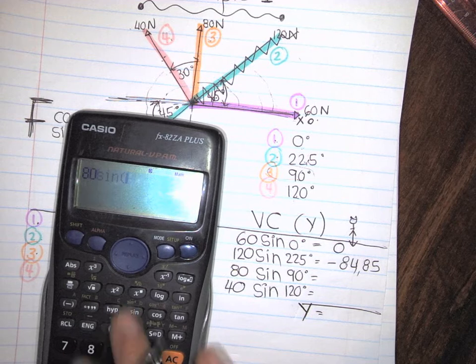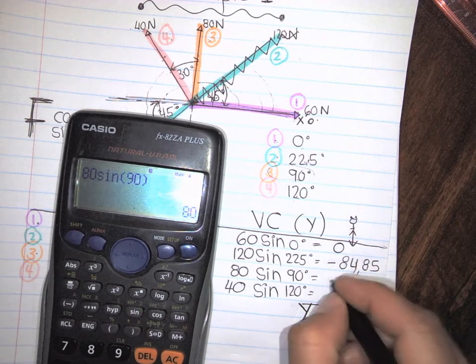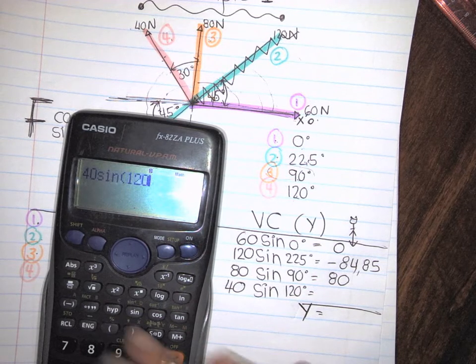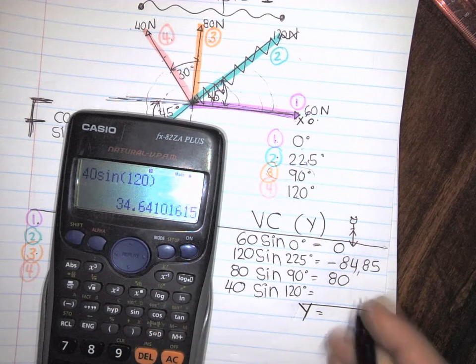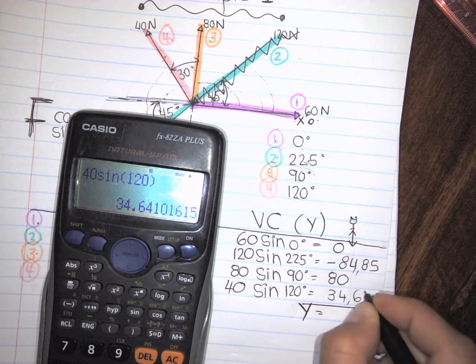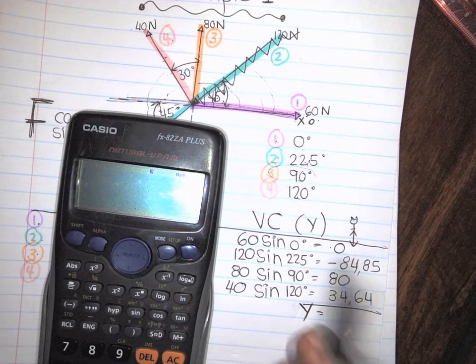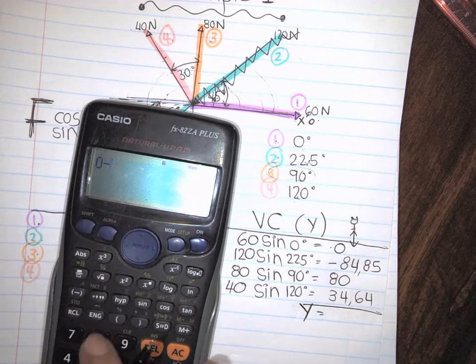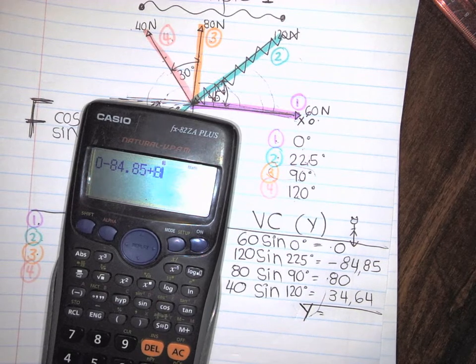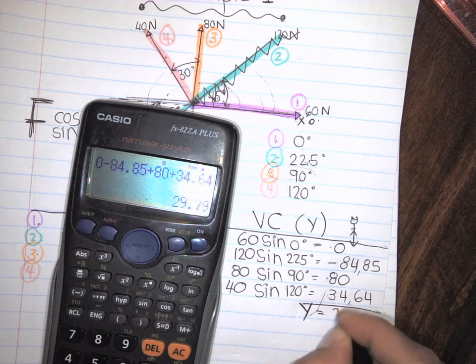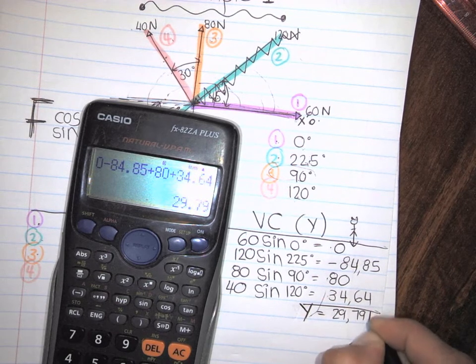80 sin 90 is 80. And then 40 sin 120 is 34,64. Now I have to add them all up to get the y. So it's plus 0 minus 84,85 plus 80 and plus 34,64. And that gives me a total answer of 29,79 newtons.